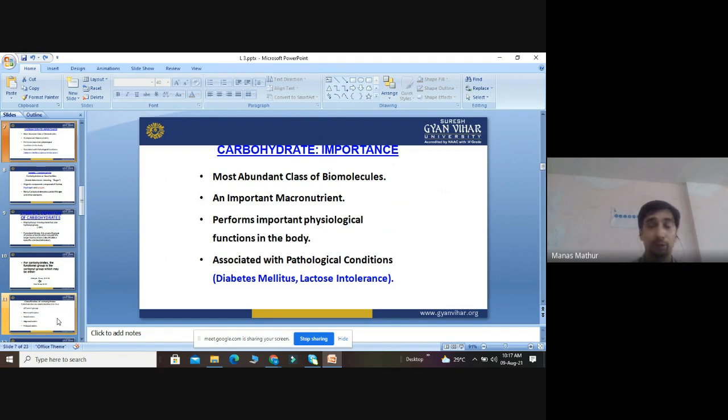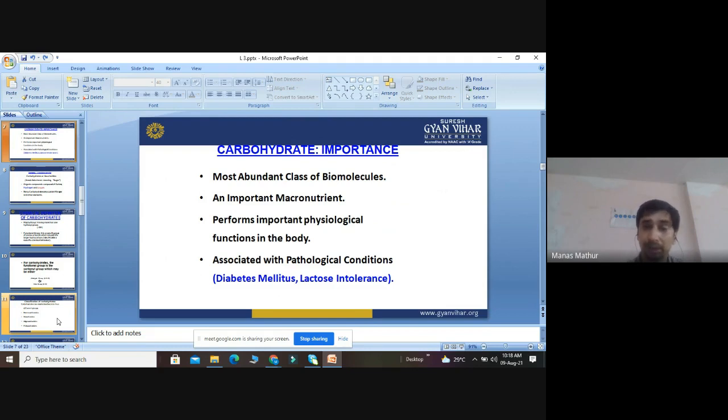Now, what are the various physiological functions in the body? Respiration, Krebs cycle, glycolysis, respiratory system, circulatory system, all kinds of biological systems: circulatory, nervous, excretory, integumentary. Respiration, glycolysis, Krebs cycle, all kinds of physiological functions are performed by the carbohydrates in the body. Besides that, sometimes they can cause certain diseases in our body.